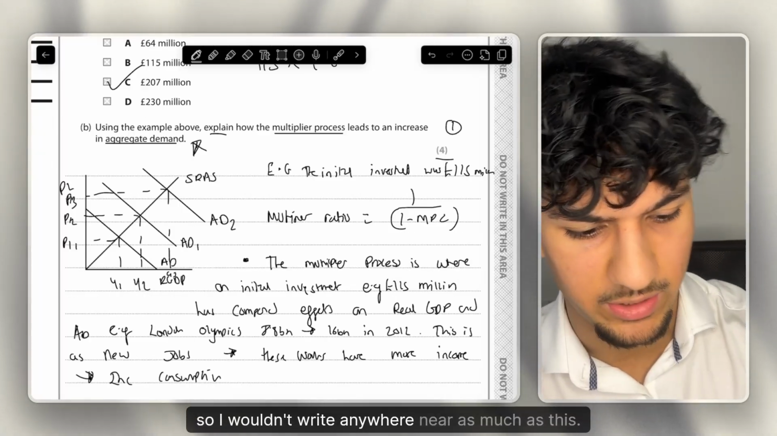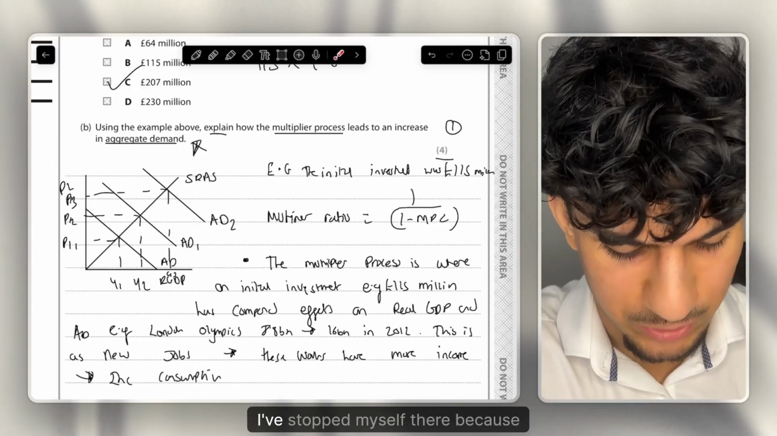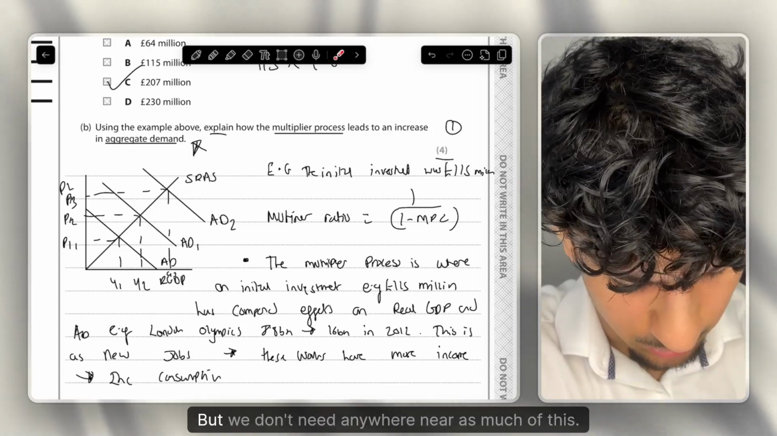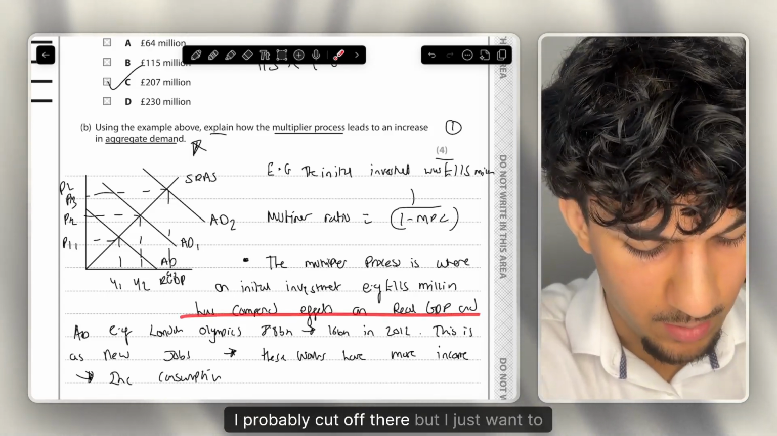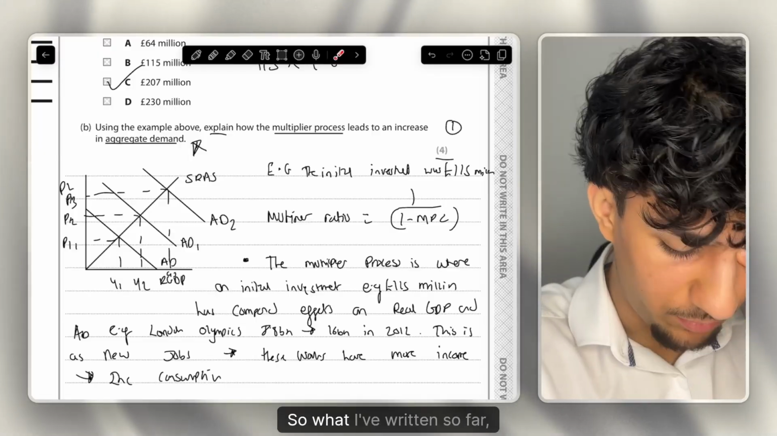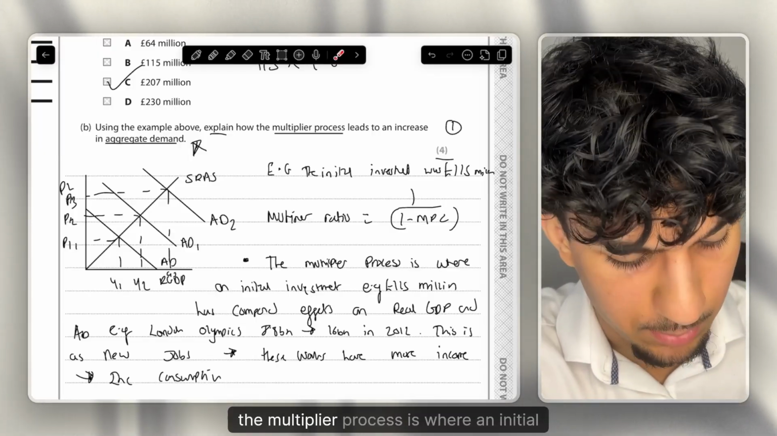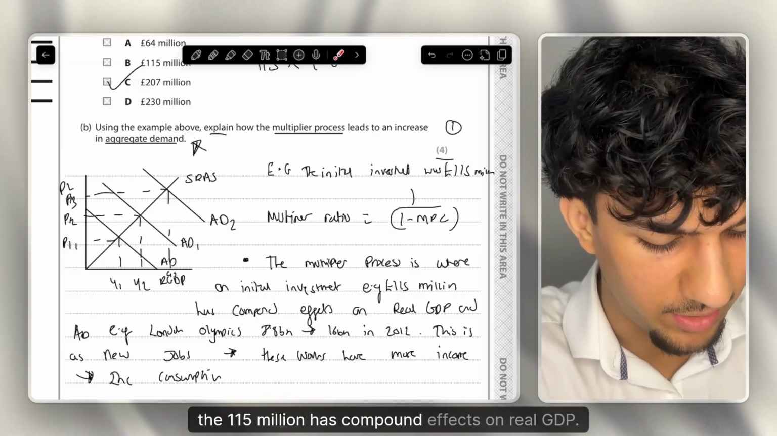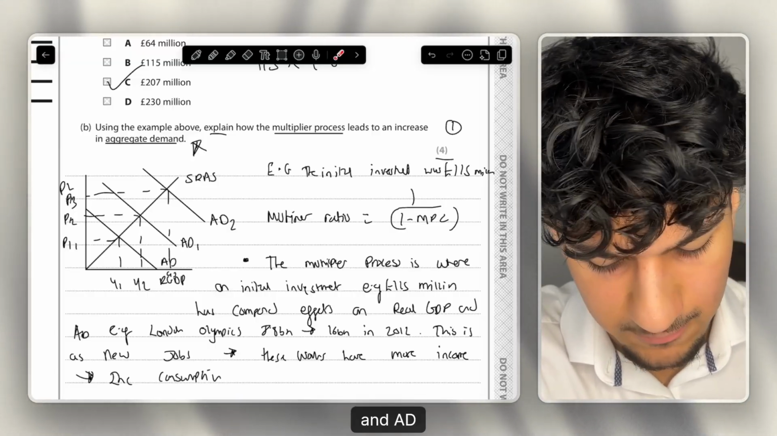Okay, so I wouldn't write anywhere near as much as this. I've stopped myself there because I want to make it representative of how much you need. But you don't need anywhere near as much as this. I'd probably cut it off there, but I just want to explain what's actually going on. So what I've written so far, the multiplier process is where an initial investment, the 115 million, has compound effects on real GDP and AD.